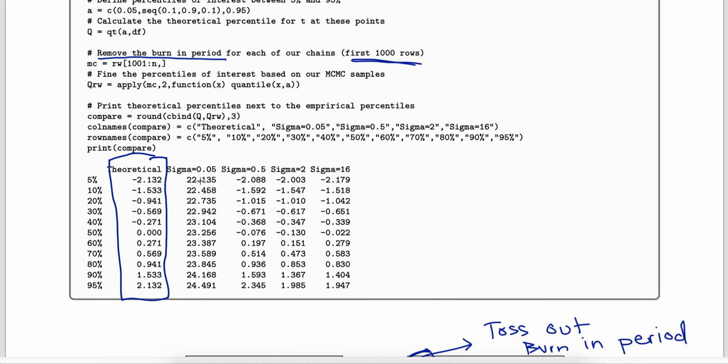No surprise here, when we have a small sigma, we didn't really get anywhere. Our quantiles are all around our initial position. Starts looking better for these guys. And again, especially this one was our ideal, and you'll notice it matches fairly closely with those theoretical quantiles.